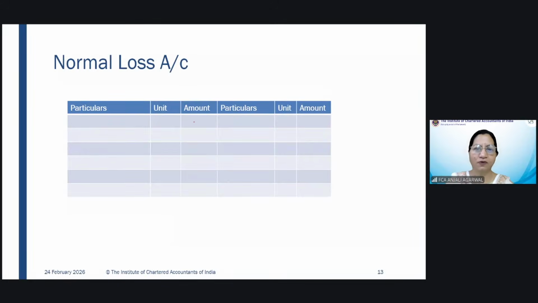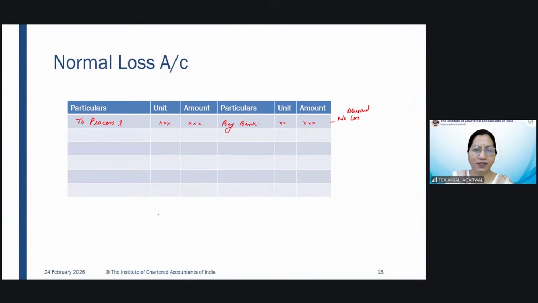In the normal loss account, what will you write? To process one, whatever the units are and whatever the amount is. And that entire thing should be generally sold. So by bank, this should match, particularly if there is no abnormal loss. This should be the situation.